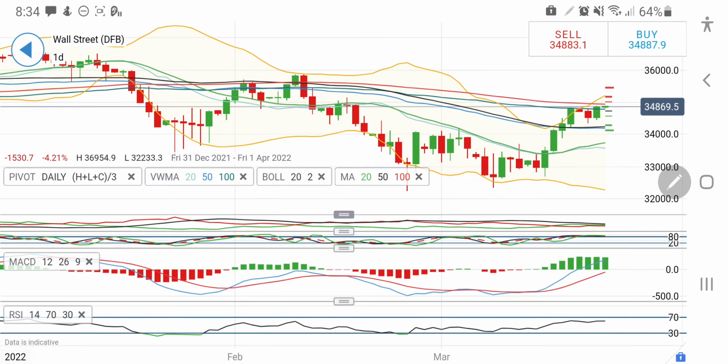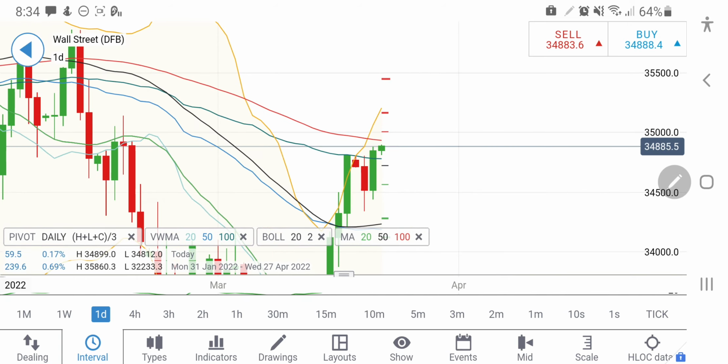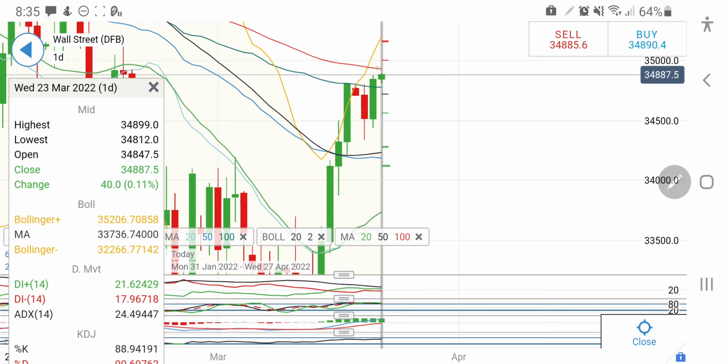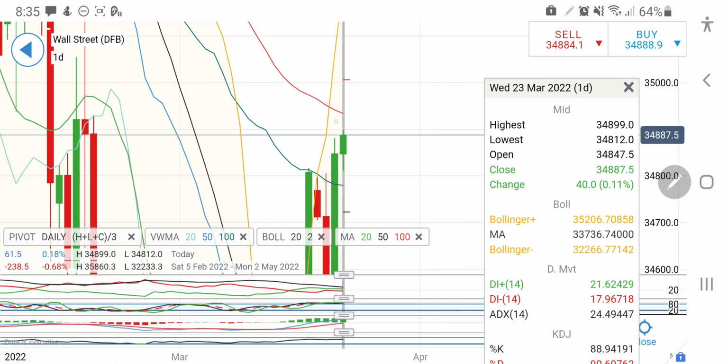Coming back to the daily charts, on the daily charts you will find, see, here is the 100 period moving average, which may give it a resistance at around 34,920, 950 zone. So yes, as I said, beyond this zone one can remain long. However, right now it appears 34,920 is a very good level beyond which one can remain long.